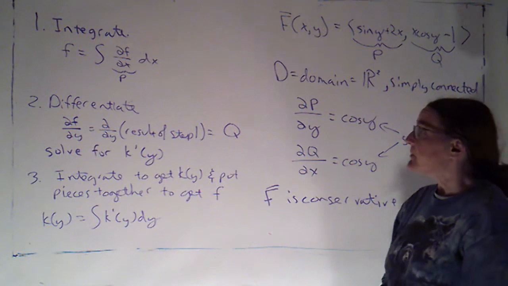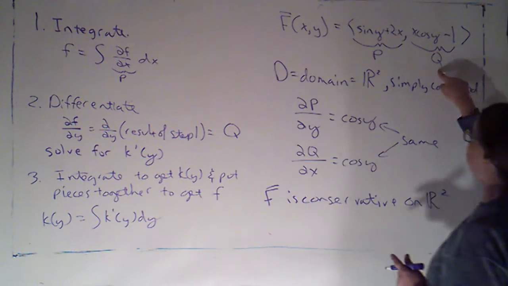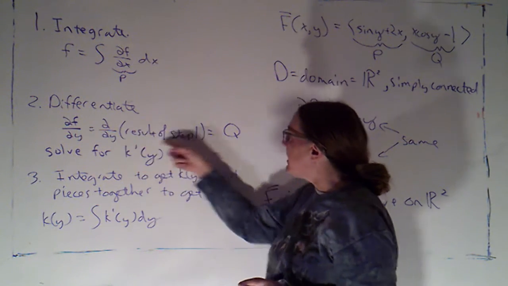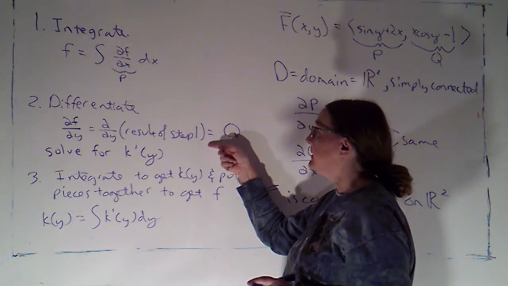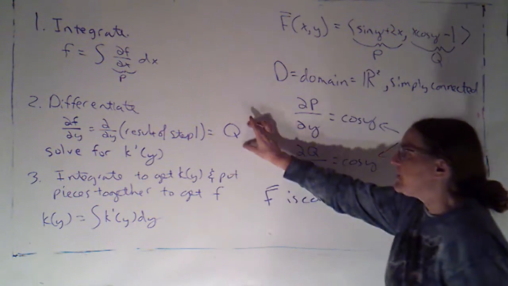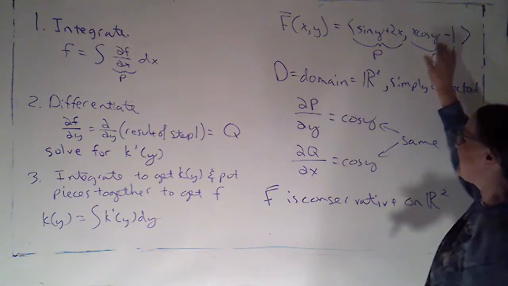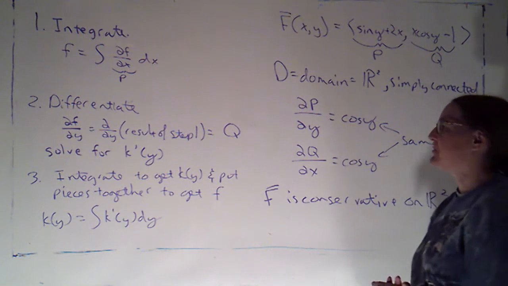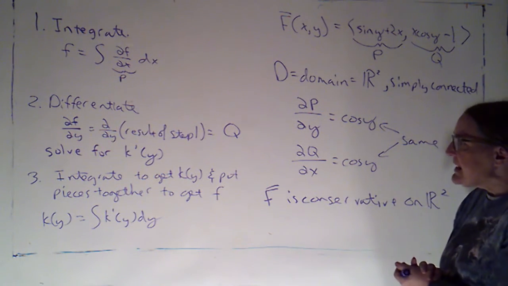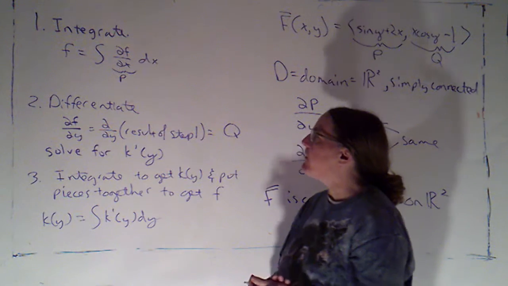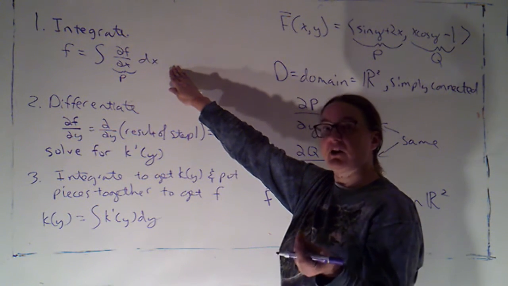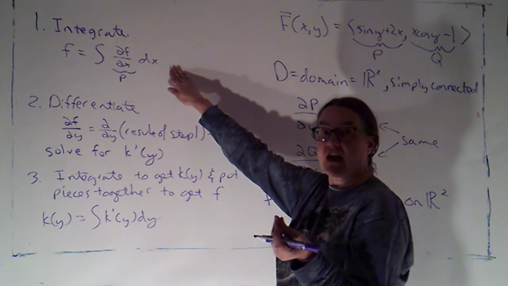Once I've done that, now I want to take advantage of the fact that I know that Q is the partial with respect to y. So I'm going to take the partial with respect to y of the result from step 1 and say that's a formula for the partial of f with respect to y. But I also know that Q, what I have right here, is a formula for the partial of f with respect to y. So I can set them equal to each other. And there should be some term that just involves y, because when I integrate here, my constant of integration is going to be a function of just y, which I'll call k of y.